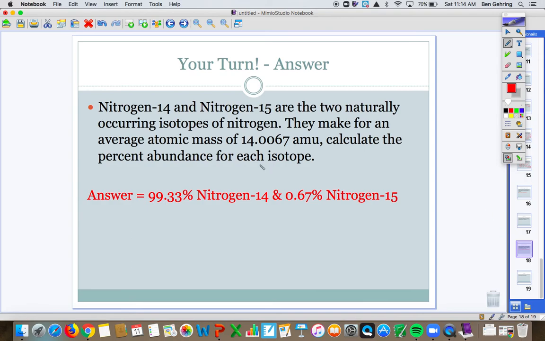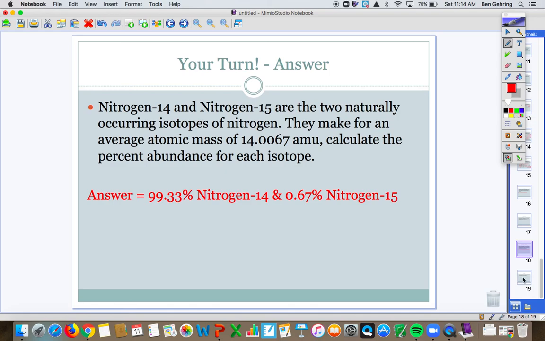So nitrogen 14 should have a 99.33% relative abundance, and nitrogen 15 should be at 0.67% abundance there. If you got different answers, come see me next time you're in class, and we will discuss what's going on and work through where we got lost.